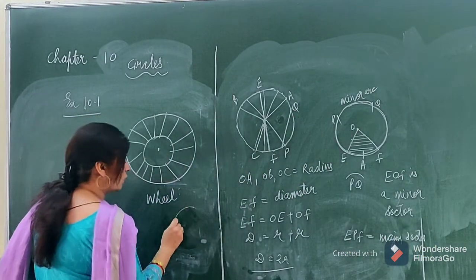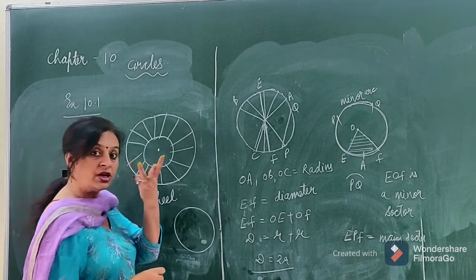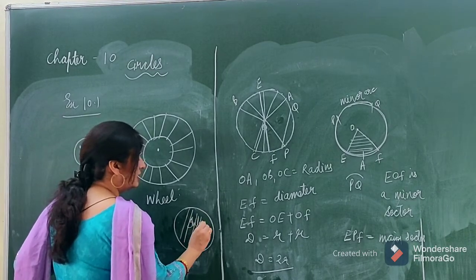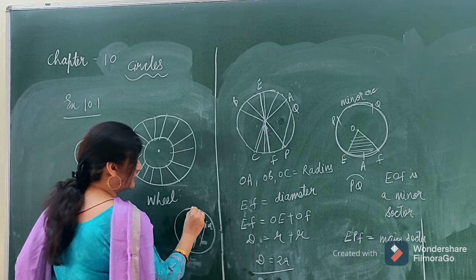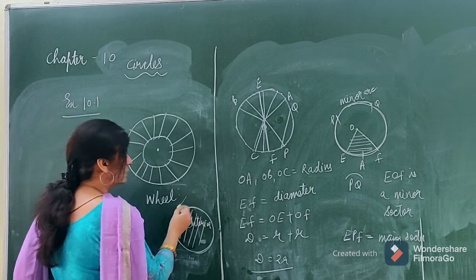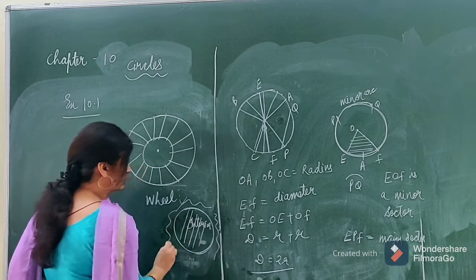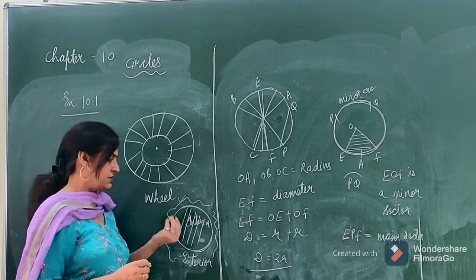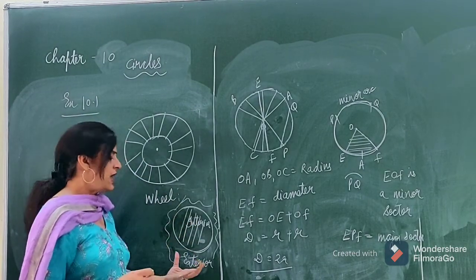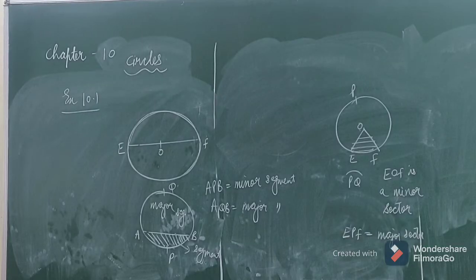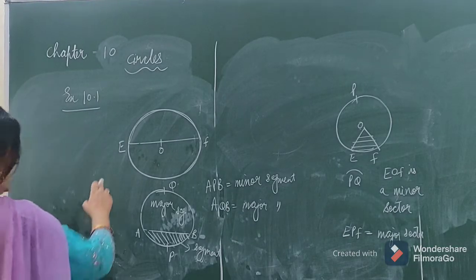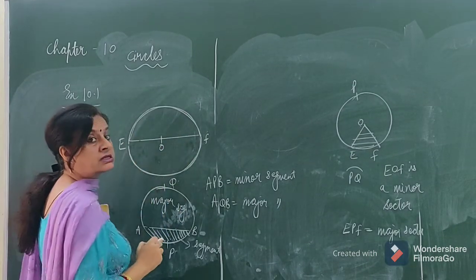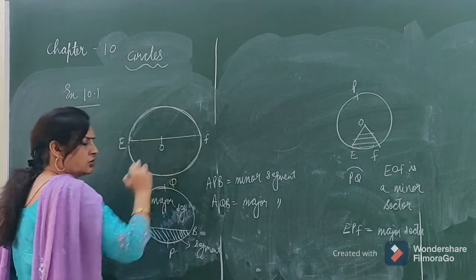A circle divides the plane on which it lies into three parts. This first one is known as the interior of a circle, the second part is the circle itself, and the third one is the exterior of a circle. So this circle divides the plane into three parts: interior of a circle, circle itself, and exterior of a circle. When E and F become the endpoints of the diameter, then each arc will be known as a semicircle. This is a semicircle and this is also a semicircle.